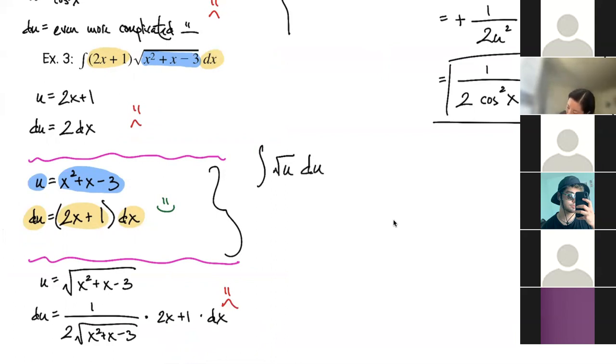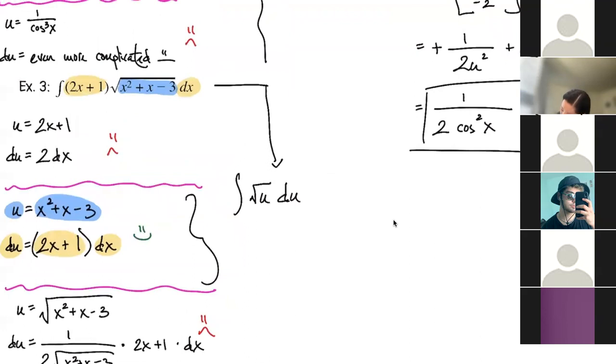And so I've turned this question that looked incredibly complicated into one that is just the square root of u du. And even if we don't like square roots, we know we can write it as u to the 1/2 du. Can we use power rule here? Or is this an exception? We can use power rule.